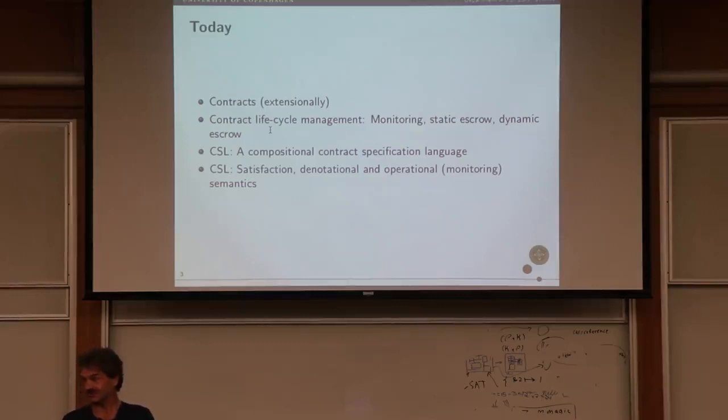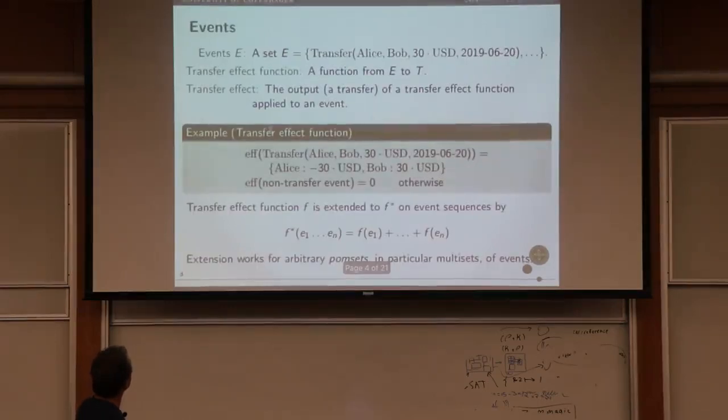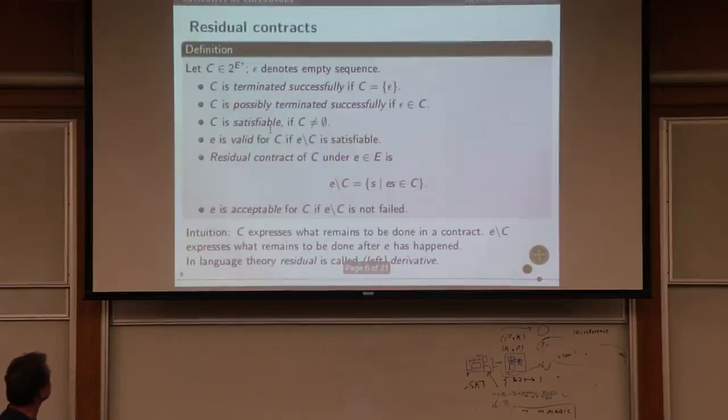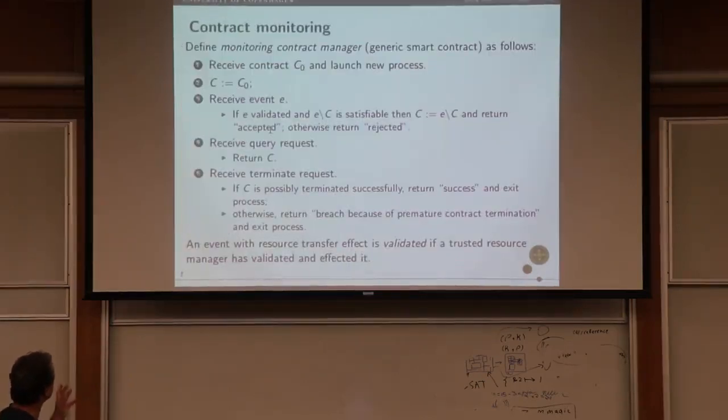Until now we've only seen these semantic objects that are denotations of contracts, but not the programs themselves or the specifications themselves. So we've seen events. We've mentioned this one, that was an example of a contract. There's residual and contract monitoring.